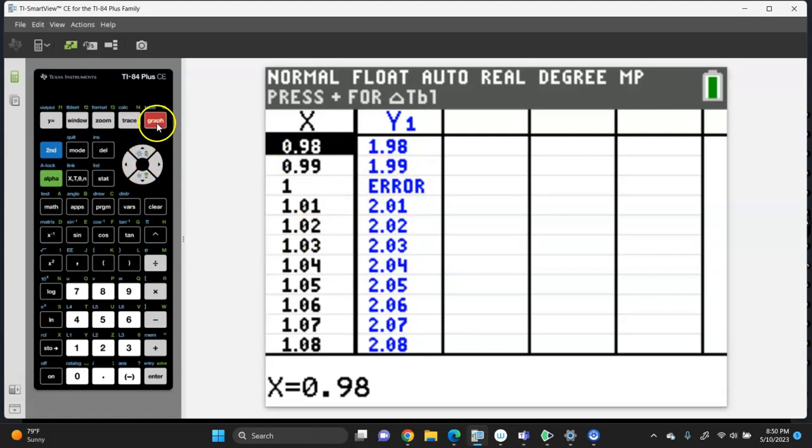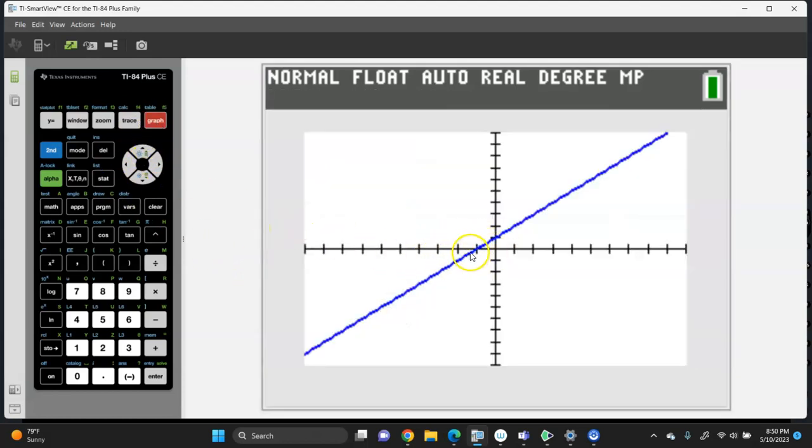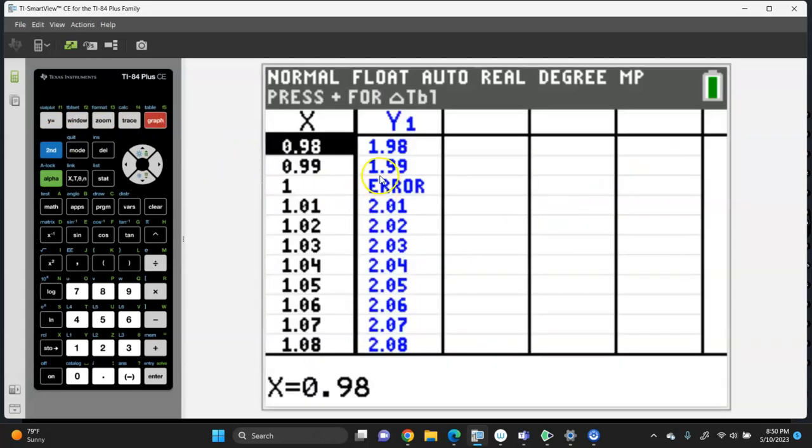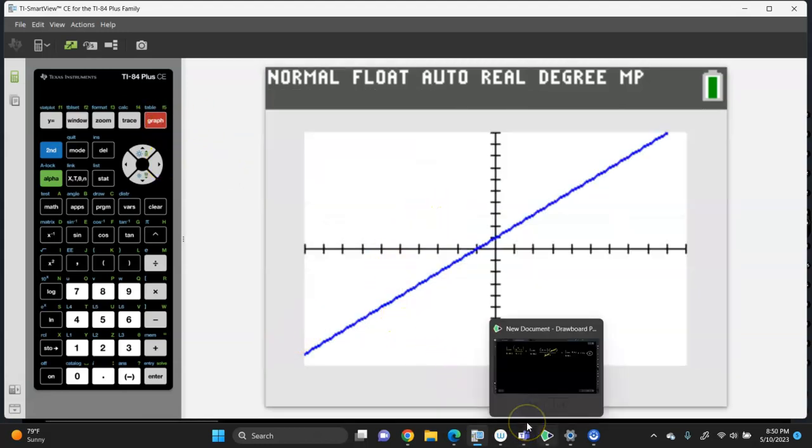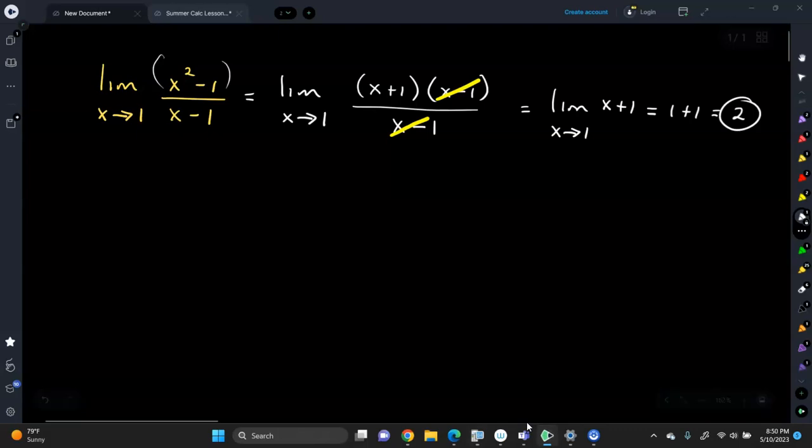And the problem with the calculator is that it's graphing these lines. The way it graphs the lines is it plots points, and it connects every point. So it plots the point (0.99, 1.99) and then (1.01, 2.01), and then it connects those two points. So when you look at the graph, it looks like it goes through that point, but it doesn't. So we have to be really careful with that on the calculator.